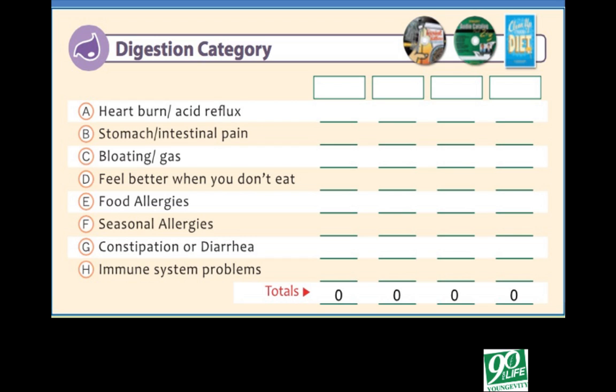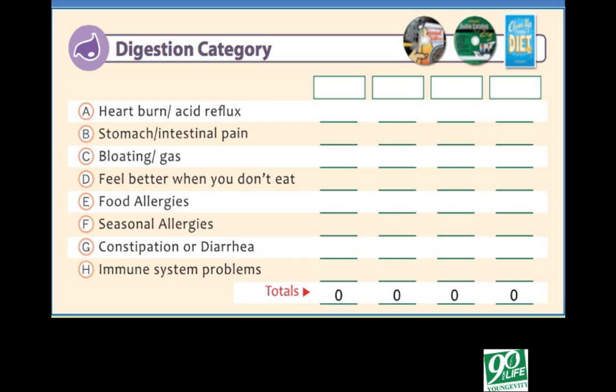See? Stomach or intestinal pain, bloating or gas. If you feel better when you don't eat, let me mention this. Bloating or gas is a sign of bad bacteria. Bad bacteria is bad for your digestion. That makes sense to everyone? Yep. Smelly gas is another sign. So if you're seeing bloating or gas, that's a sign we have something to deal with.